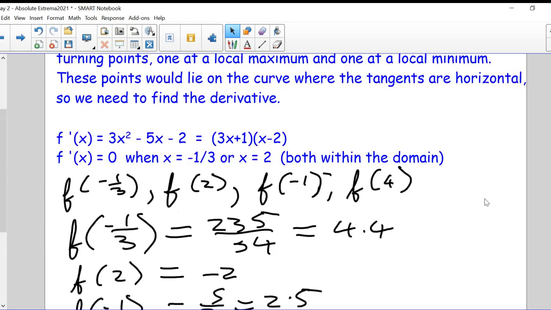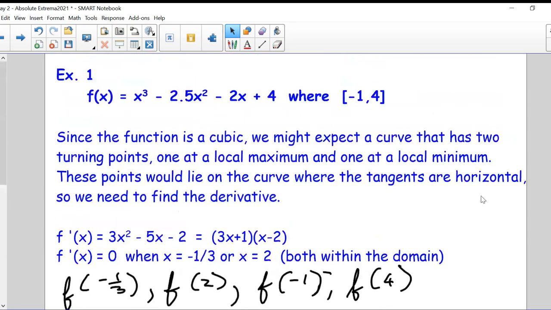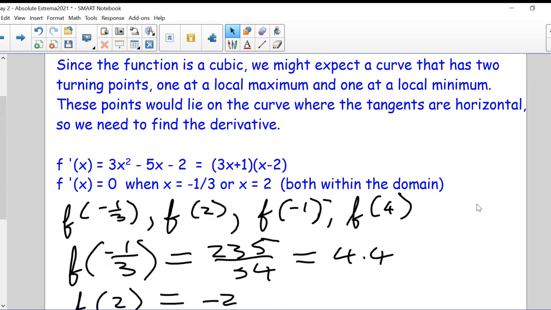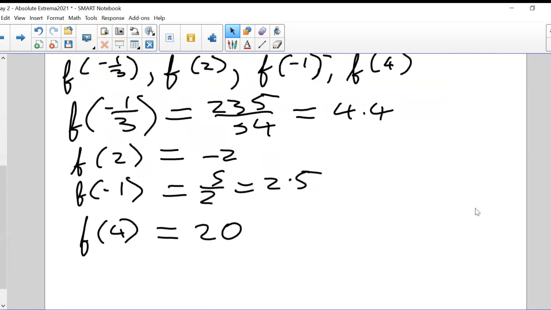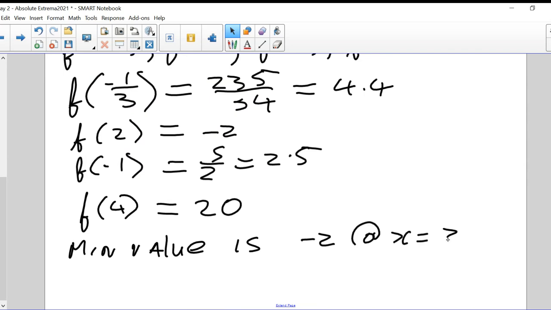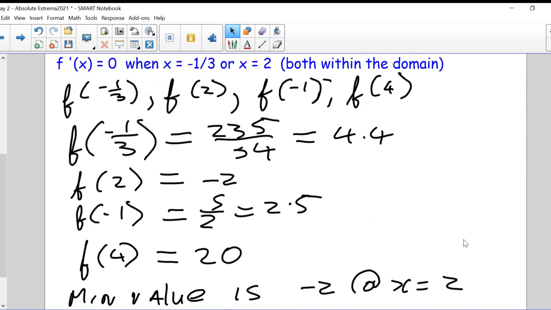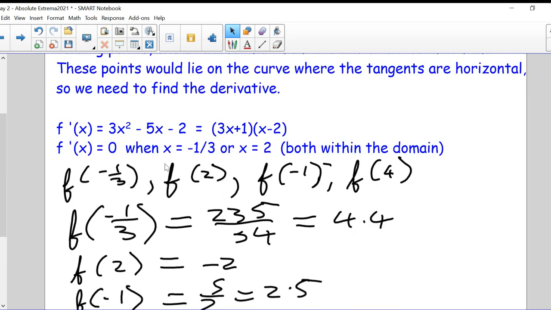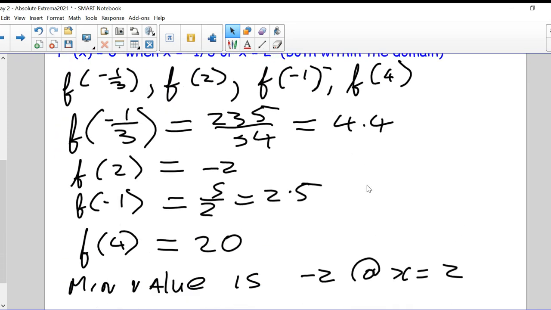Let's go back now and answer the question. Well, the question isn't actually stated, but it's asking us for the extremes of the function. So the extremes are what's the max, what's the min? Well, it's clear that the minimum value is the y value, -2, which occurs at x equals 2. So it's actually one of the numbers that is within the boundaries.